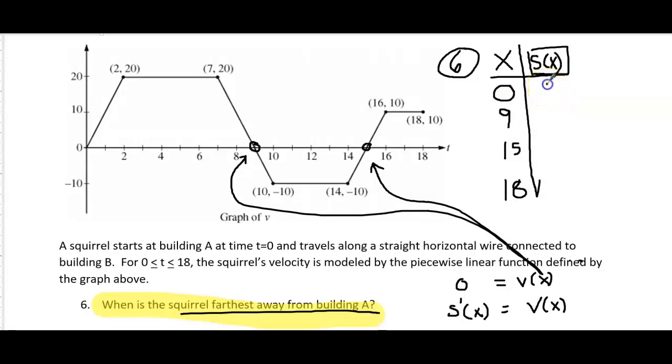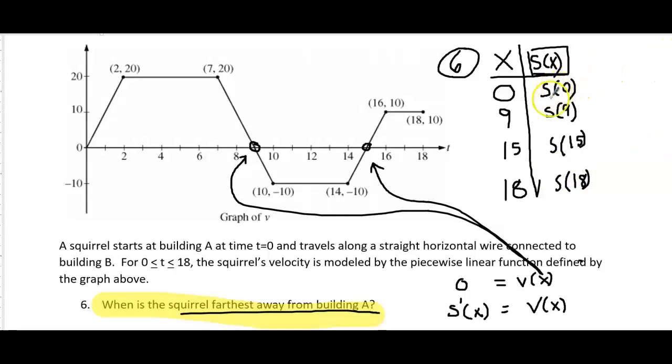Now the next thing we want to do is find the squirrel's position at each one of those times. What was his position at the beginning? What was his position at each one of these critical values? And what was his position at the end? One of those has to be the greatest distance from building A, and another has to be the least distant from building A, because we know the extreme value theorem.